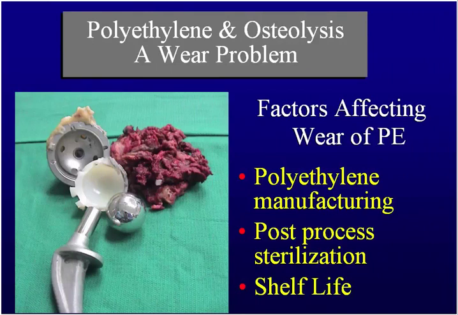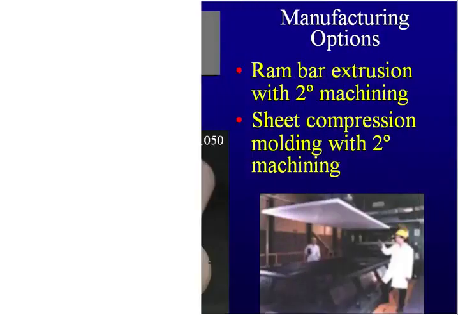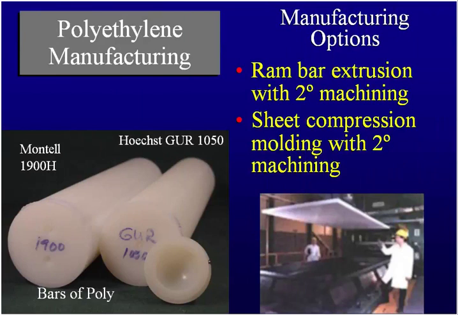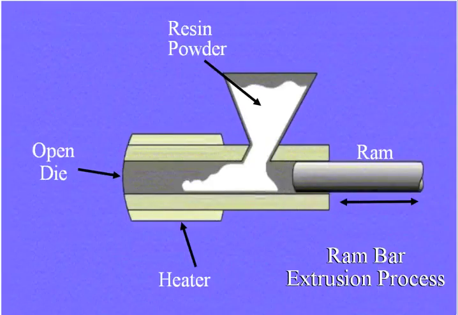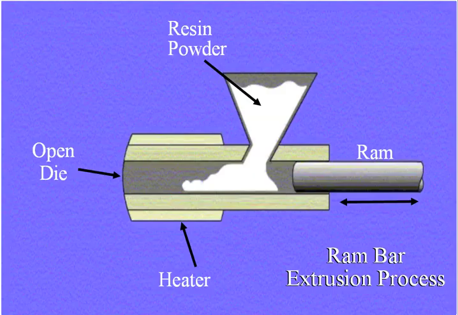Polyethylene osteolysis is generally a wear problem. The factors that affect polyethylene wear are the manufacturing of the polyethylene, the sterilization of the polyethylene, and the shelf life. All three are critically important. There are several manufacturing options. You can do ram bar extrusion with machining, or sheet compression molding with machining. So you take these sheets and then mold it in. This is ram bar extrusion, so you put some polyethylene in, you take this bar and you push it out the other side, and it creates those big bars.